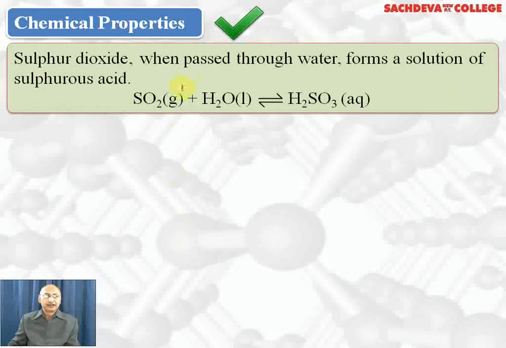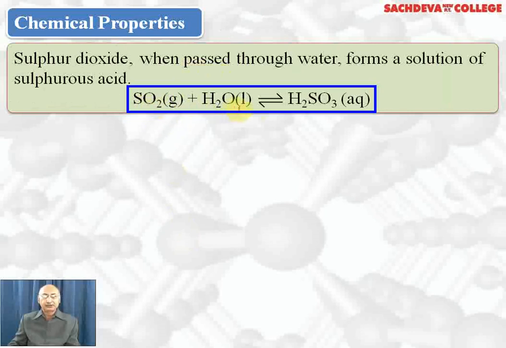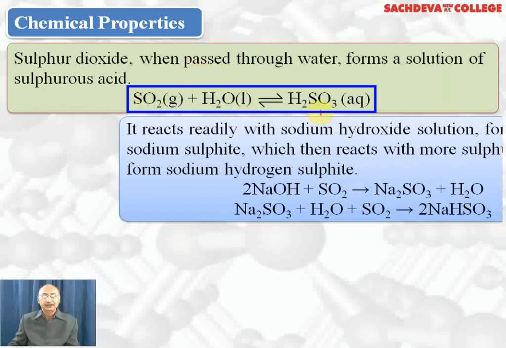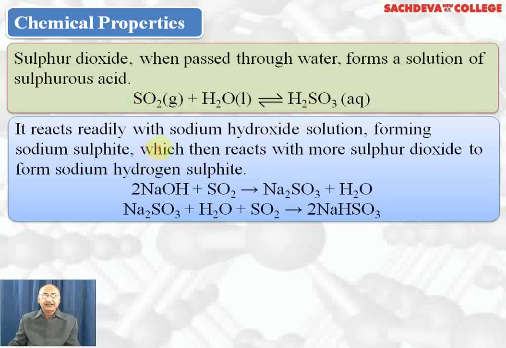Chemical properties. Sulfur dioxide when passed through water forms a solution of sulphurous acid. SO2 plus water gives H2SO3 aqueous. This is called sulphurous acid. It reacts readily with sodium hydroxide solution forming sodium sulfite, which then reacts with more sulfur dioxide to form sodium hydrogen sulfite. 2NaOH reacts with SO2 to form Na2SO3 plus water.